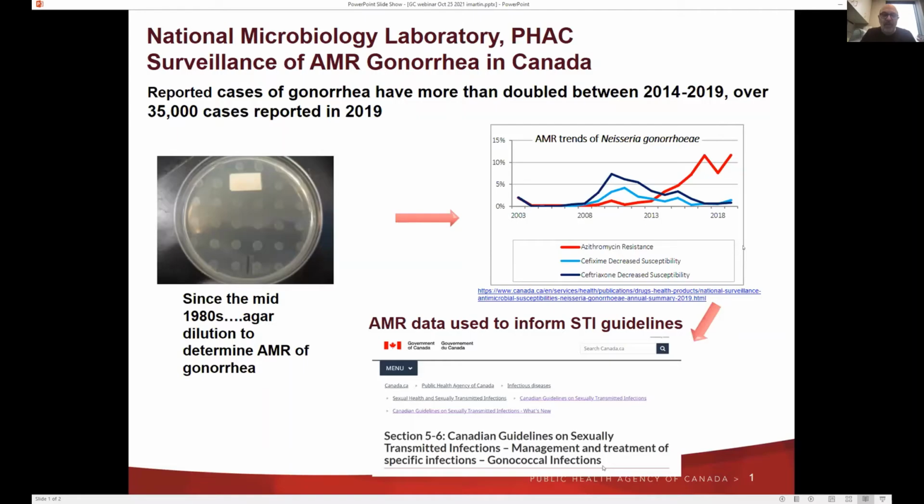Our first speaker is Irene Martin. Irene is a member of the executive. Irene is the head of the Streptococcus and STI unit at the National Microbiology Lab at the Public Health Agency of Canada. She does a lot of research on gonorrhea, and she'll give us a sense of what's happening in Canada with gonorrhea. Irene, please.